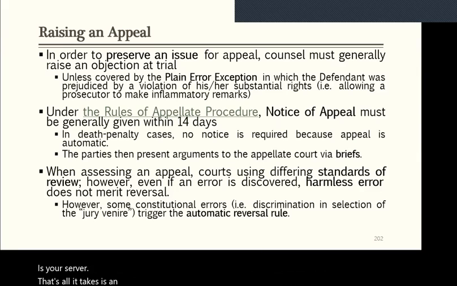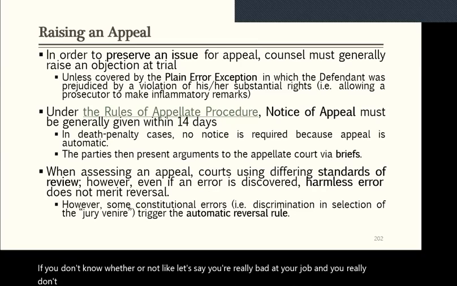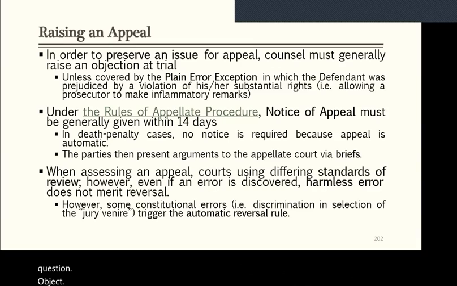So the idea here is, when in doubt, always object, right? If you don't know whether or not something is a good question or a bad question or an illegal question, let's say you're really bad at your job, object, right? Because worst case scenario, you're wrong and nothing changes. Best case scenario, you're right, and the outcome may change for your client.